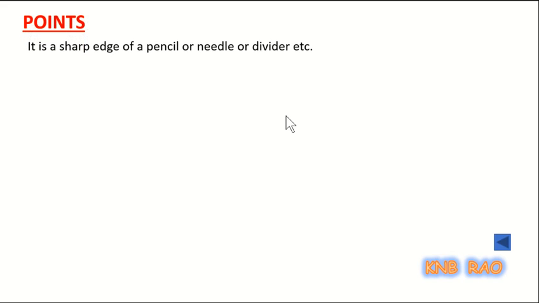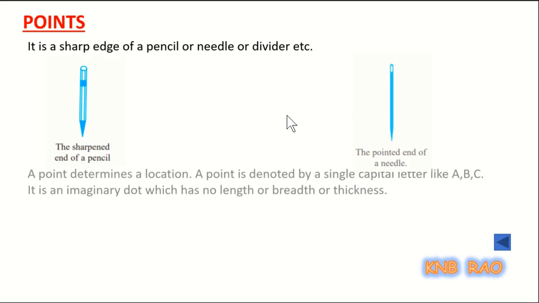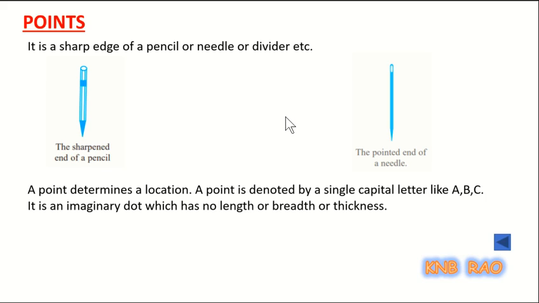First, you have already seen the meaning of a point. It is a sharp edge of a pencil or a needle or a divider, etc. The sharpened end of a pencil, the pointed end of a needle, this is what gives an idea of a point. A point determines location. A point is denoted by a single capital letter. It is represented by capital letters of the English alphabet. In fact, it is not a definable term, but you can give a meaning of it. It is an imaginary dot which has no length or breadth or thickness.